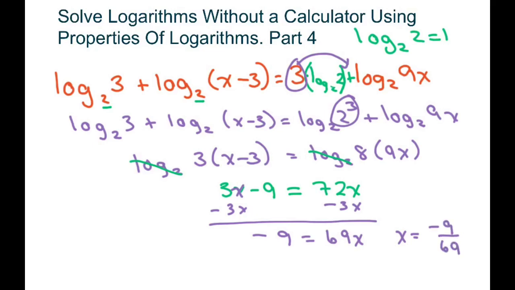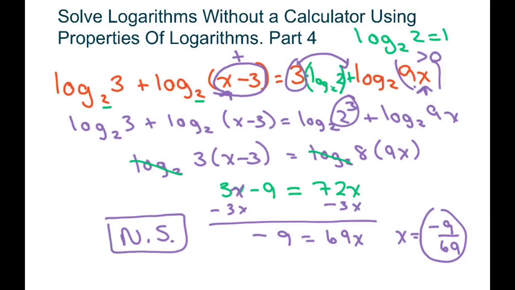Now, just looking at this, if I plug it into this x here, this quantity here has to be positive. And the same thing will happen here. If I plug in negative 9 over 69, this value here is going to be negative, and we want it to be positive because of our domain restrictions. So therefore, on this, there's no solution.